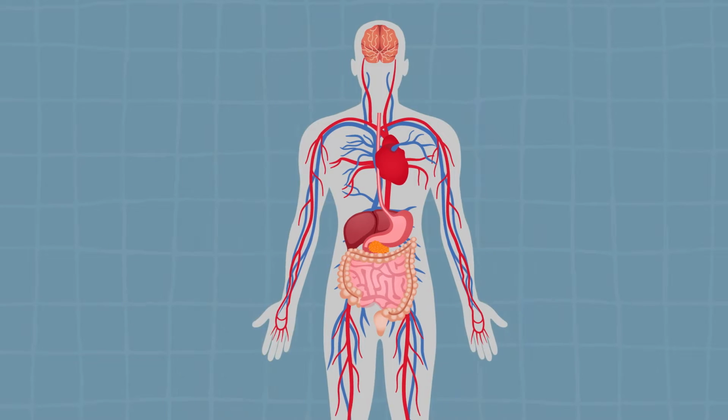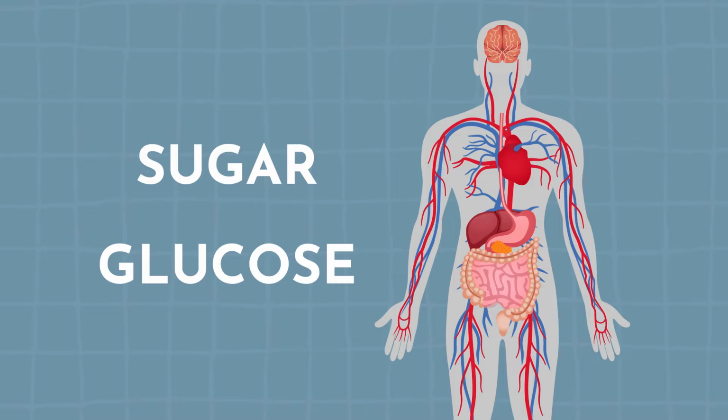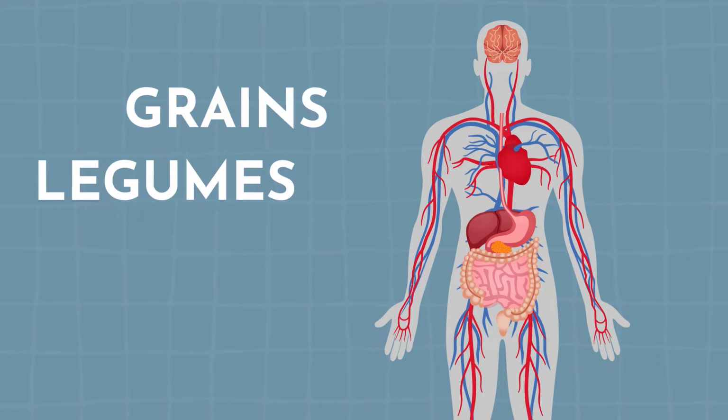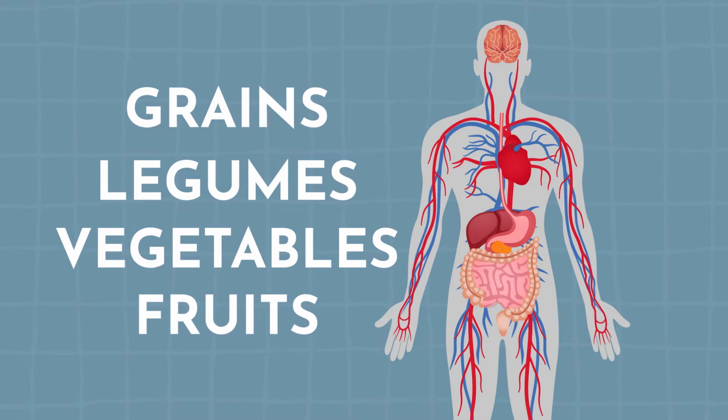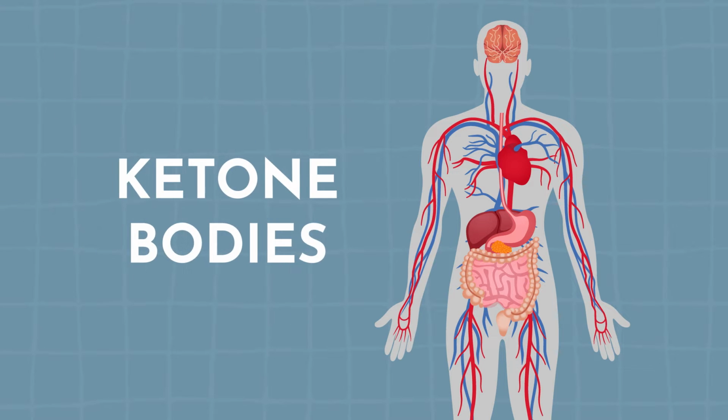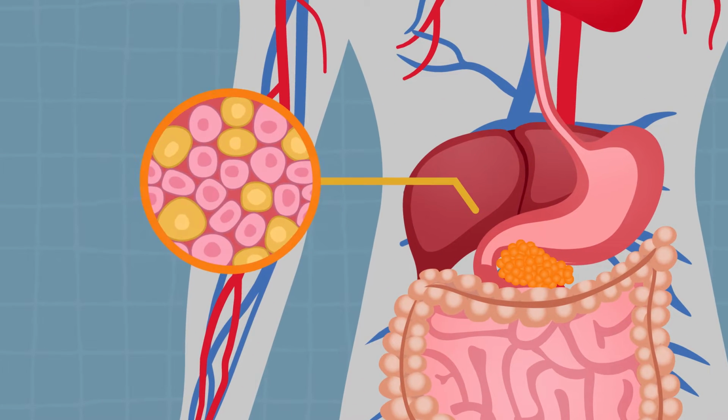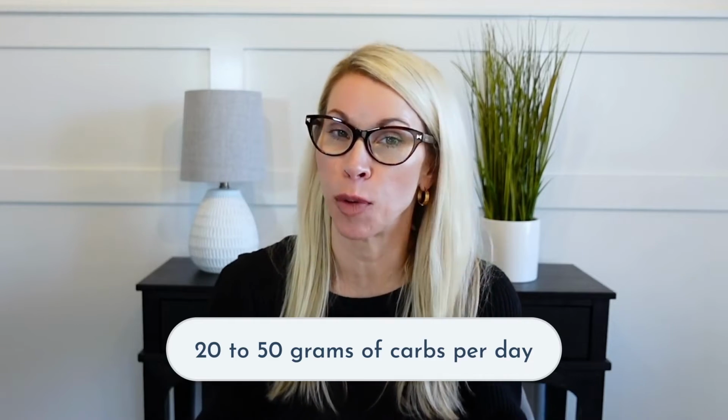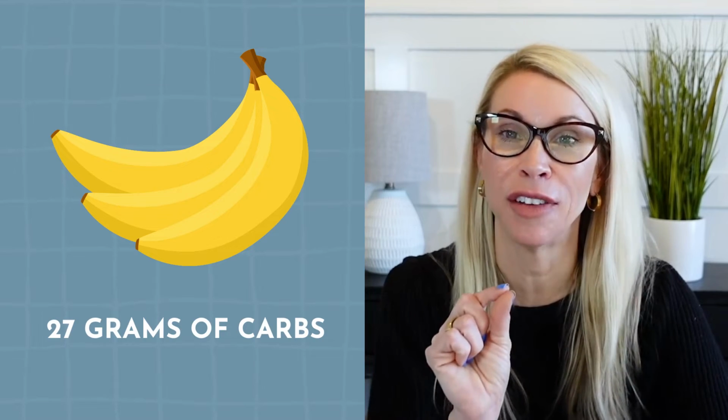Instead of relying on sugar or glucose that comes from carbohydrates like grains, legumes, vegetables, and fruits, the keto diet relies on ketone bodies, which is a type of fuel that the liver produces from stored fat. Now, burning fat seems like an ideal way to lose pounds, but getting the liver to make ketone bodies is a little bit tricky. It requires that you deprive yourself of carbohydrates, fewer than 20 to 50 grams of carbs per day. Now, keep in mind that a medium-sized banana has about 27 grams of carbs.